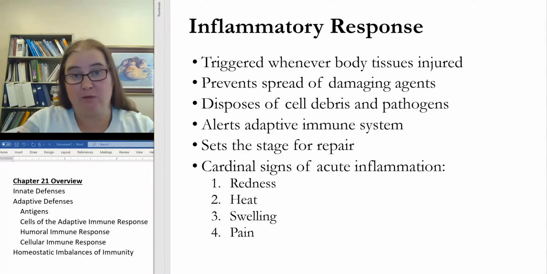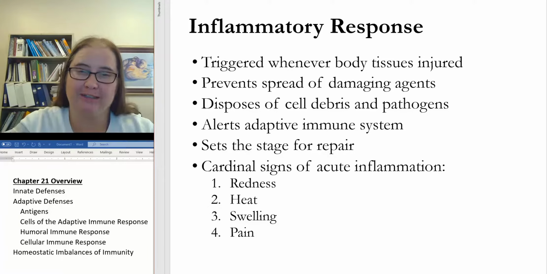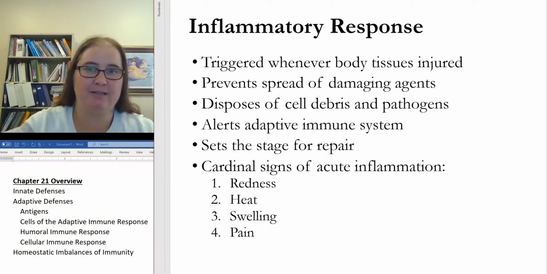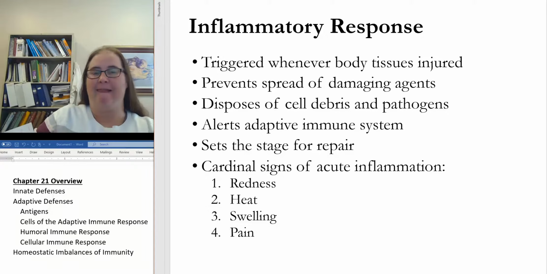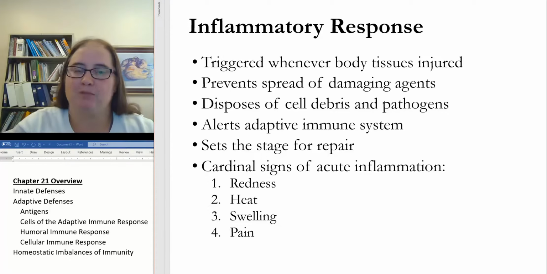So the inflammatory response will dispose of cell debris as well as pathogens. It'll alert the adaptive immune response, right? That other arm, the one that's way over there that we haven't talked about yet. Okay? But it's also going to set the stage for repair. So as much as inflammation sucks, okay, it's actually good during certain times. Like, we want an inflammatory response if we have some type of invasion, okay?